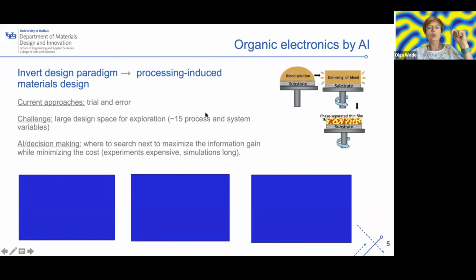If you would like to list all possible design variables that go into this relatively simple fabrication process, you will easily end up with 15 process and system variables, like evaporation rate, choice of solvent, choice of polymer, or even the thickness, temperature, and so on. There are easily 15 to 20 parameters that you may change. It's like a cooking recipe, right? There may be many different variables. So there is a large design space for exploration here.